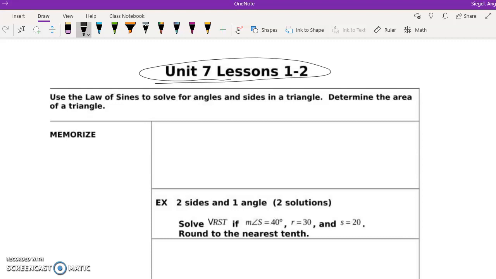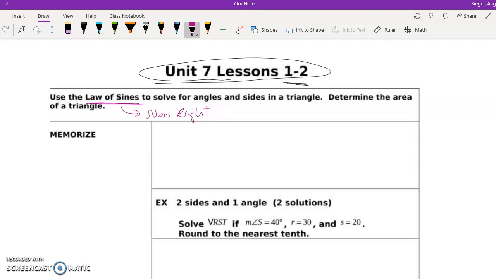We're going to start with a combination of lessons 1 and 2. In this lesson, we're going to focus on the law of sines. What's really useful about the law of sines is that it deals with non-right triangles.